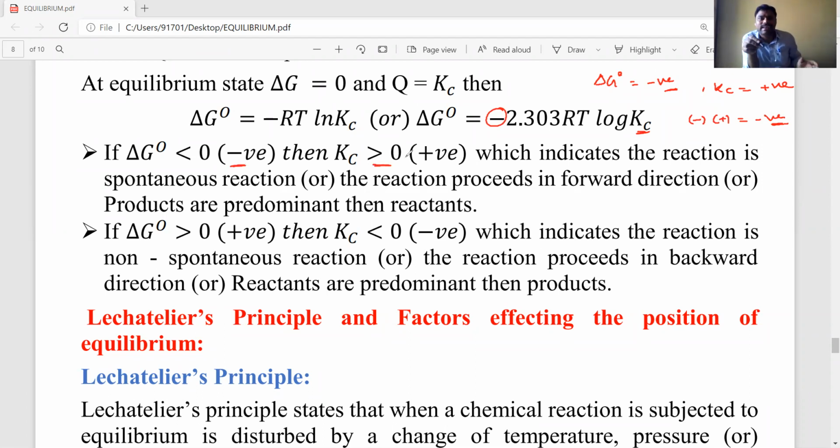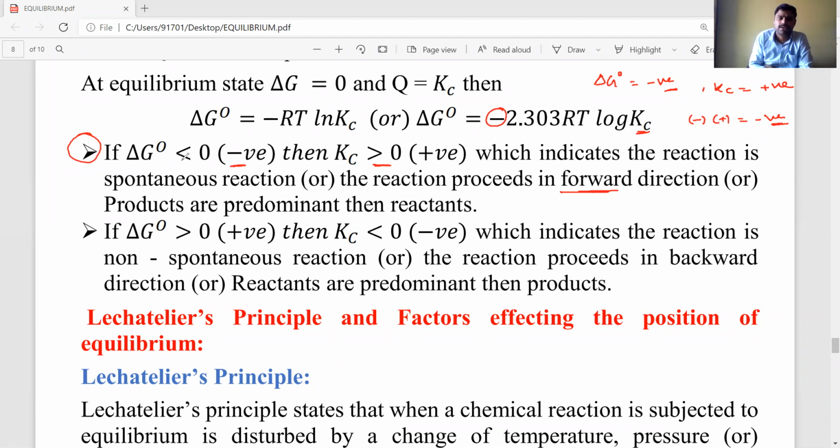Then it indicates that the reaction is spontaneous, or the reaction proceeds in the forward direction. Forward reactions are always spontaneous reactions. You have to remember: delta G is negative and the equilibrium constant is positive, meaning the Kc value is very high. Then the reaction proceeds in the forward direction, and we already know that it indicates the reaction is spontaneous. It is one important relation. So with the help of delta G naught and Kc values, we can explain the direction of reactions also.